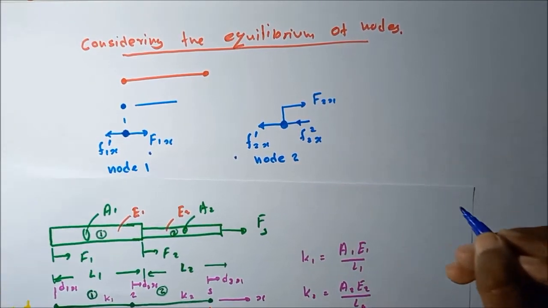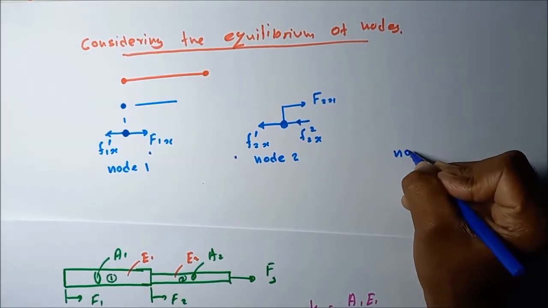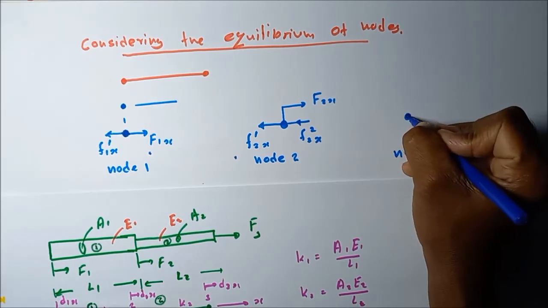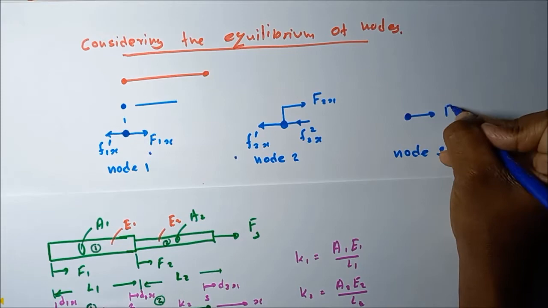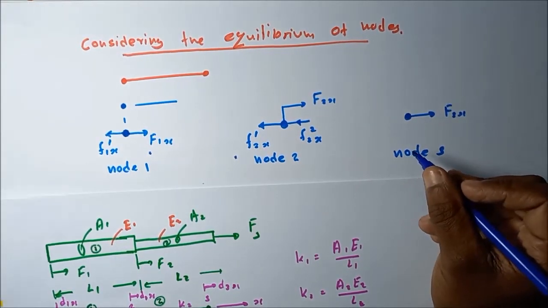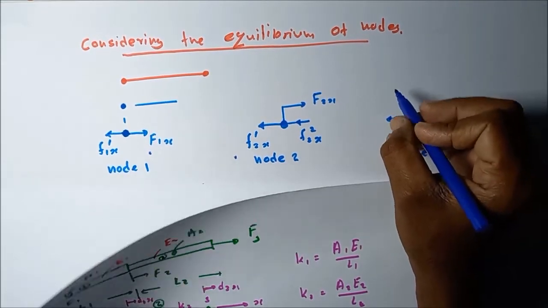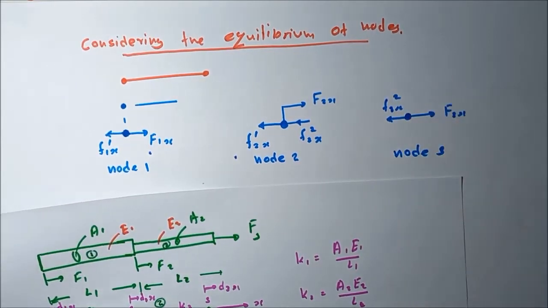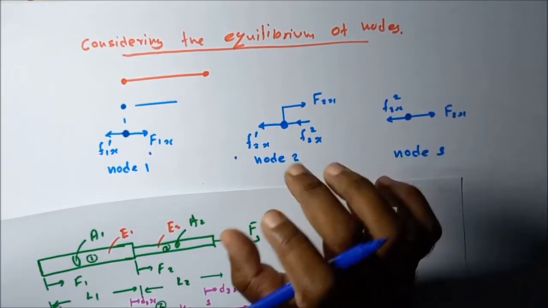F2x2. Okay, this is the node 2. Then I'm going to consider the node 3. On the node 3, what are the forces acting on it? In this direction, F3x is acting. In another direction, F3x2 is acting. Okay, these are the free body diagrams for each and every node.